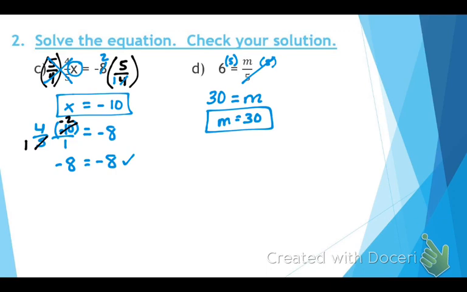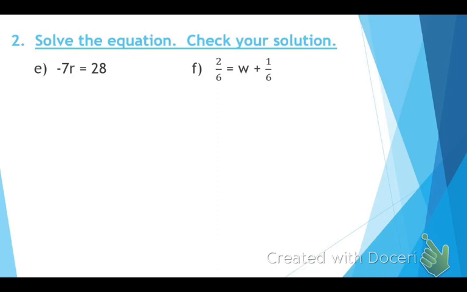6 equals 30 over 5. Okay. And 6 equals 6. That is correct. All right. It checks out. So remember, if it ever doesn't check out, you want to go back and see what we did wrong.